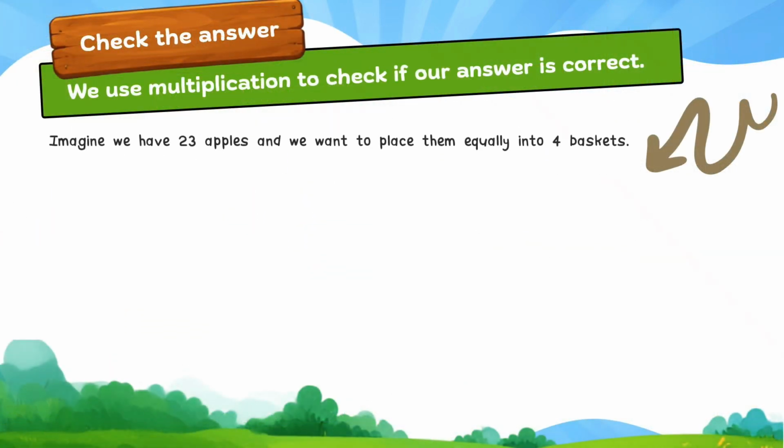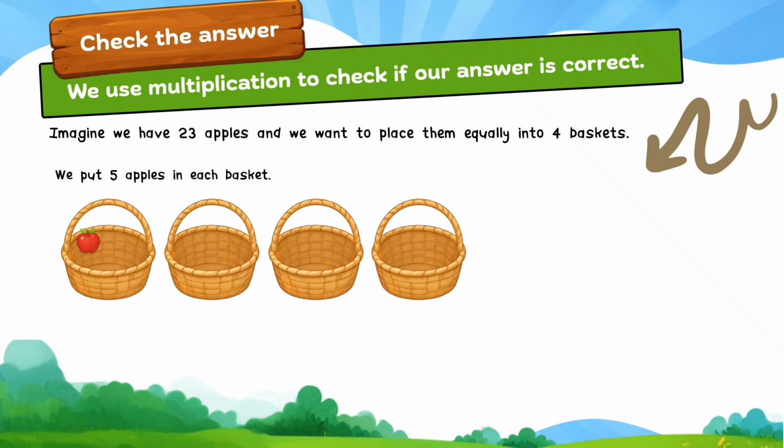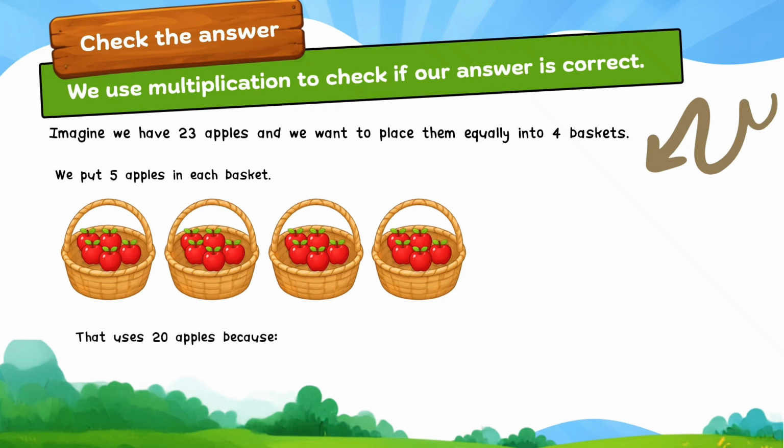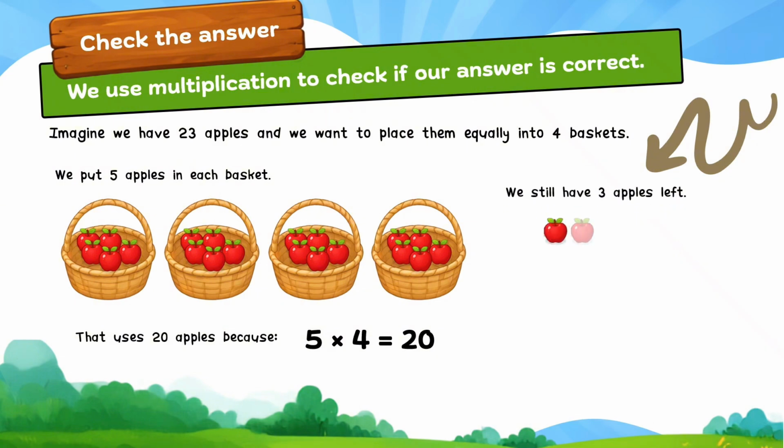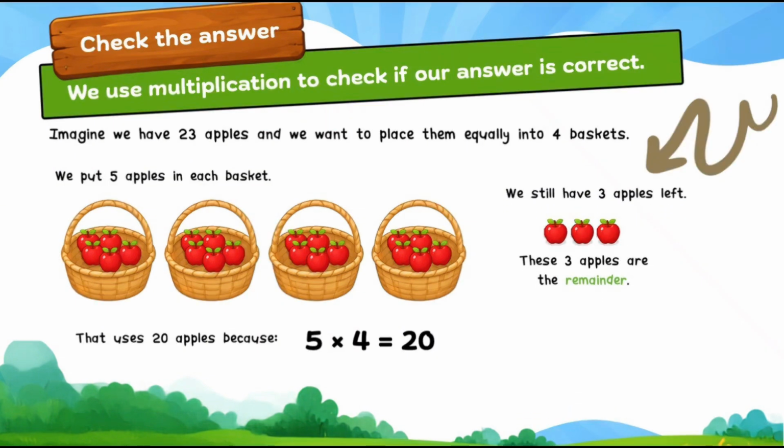To check our answer, we will use multiplication. Imagine we have 23 apples, and we want to place them equally into 4 baskets. We put 5 apples in each basket. That uses 20 apples, because 5 times 4 equals 20. We still have 3 apples left. These 3 apples are the remainder.